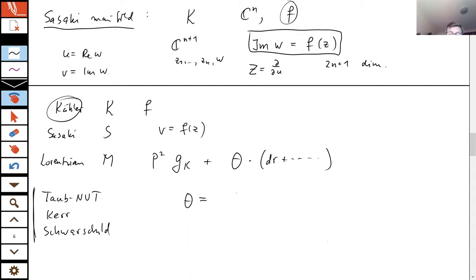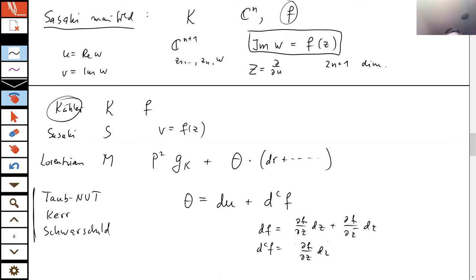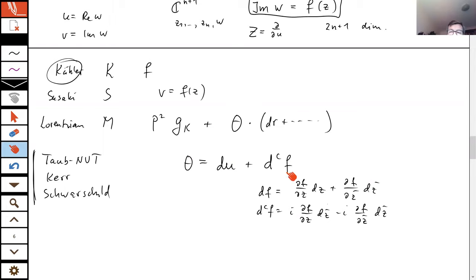It is some du. The u is the variable in our Sasaki foliation, so du plus d^c f. So df is obviously df by dz times dz plus df by dz bar dz bar. So by d^c, we mean df by dz dz times i minus i df by dz bar dz bar. So maybe with a minus sign. Not sure about plus and minus here, but it doesn't really matter. So this theta, if we know our Kähler manifold and we know our Kähler potential, we can actually produce theta.